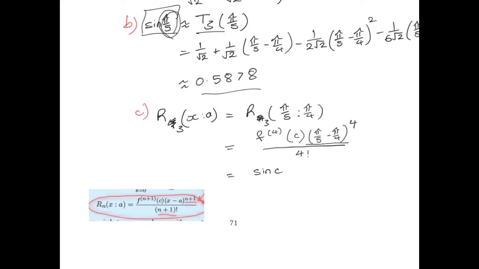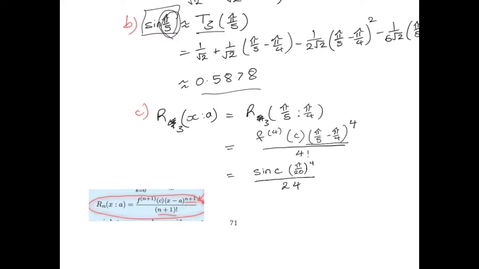We've got 4 pi minus 5 pi on 20, which is negative pi on 20. But to a power of 4, that'll be positive. So you could just put pi on 20 to the 4. Let's just do it that way. Over 4 factorial, which is what, 24? Now, okay, so that's all lovely.